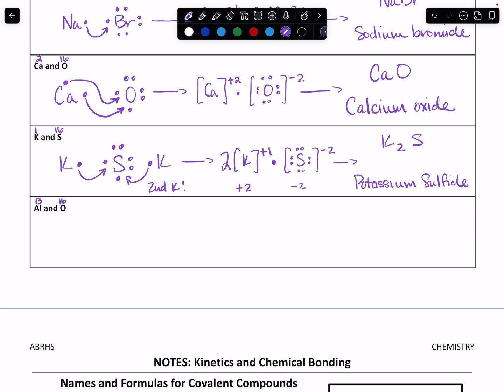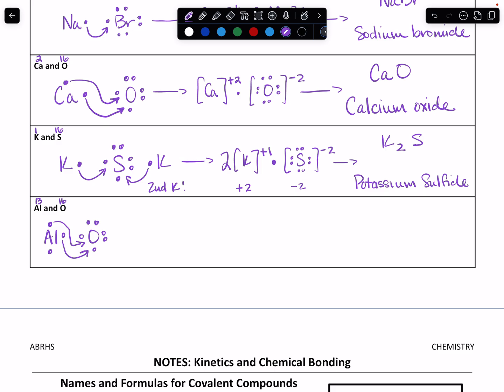And last but certainly not least, aluminum, which is in group 13, so 3 valence electrons, oxygen, which is in group 16 with 6 valence electrons. So we've got our aluminum atom with 1, 2, 3, and an oxygen atom with 1, 2, 3, 4, 5, 6. So I'm going to transfer an electron here, and I'm going to transfer an electron here. So the oxygen has a full octet, but the aluminum still has another electron to give. So it is not stable yet.